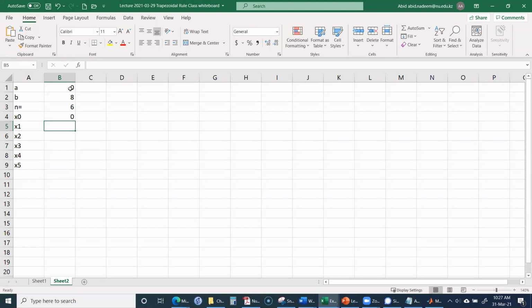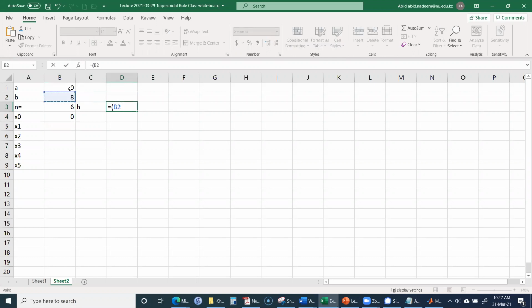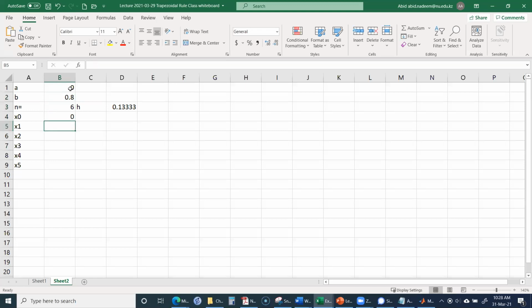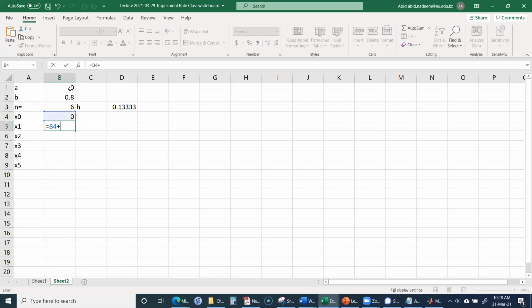x1 will be x0 plus h. So in this case, what will be h? h will be equal to b minus a divided by n, where n is 6. So it is 0.8 over 6, which is 0.133. So what will be x1? x1 will be the previous point plus the value of h, so it will be 0.133.